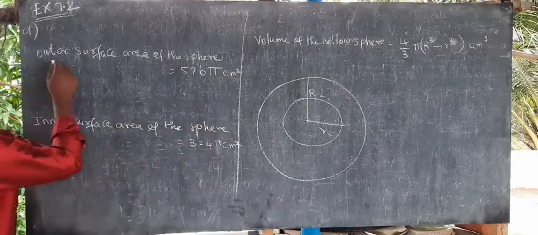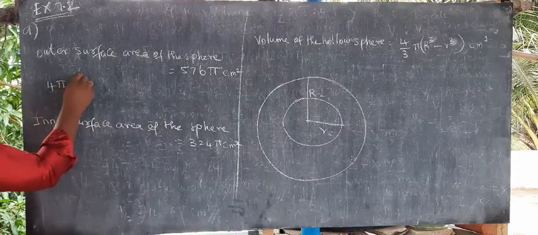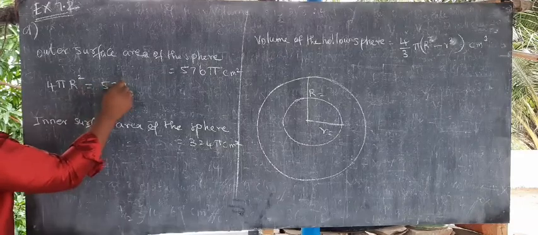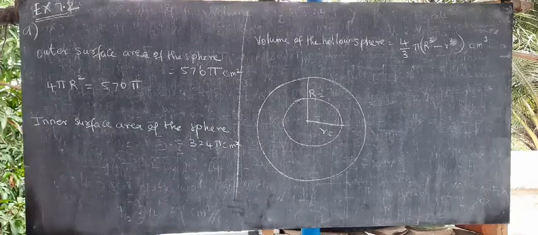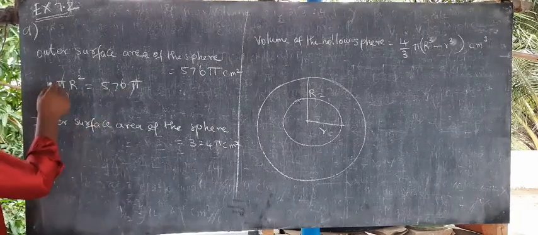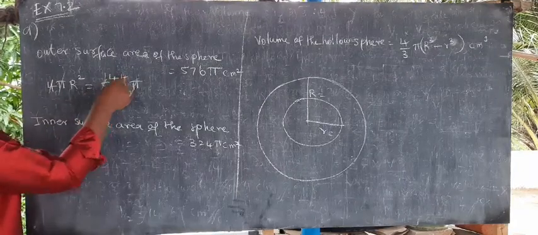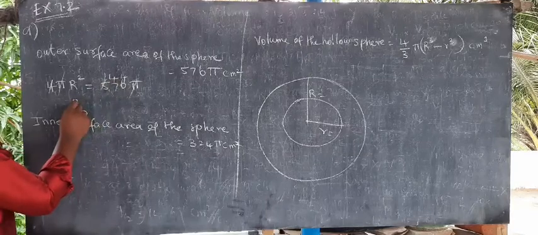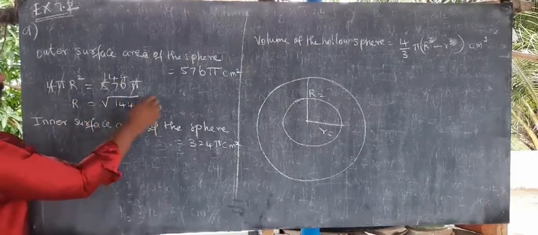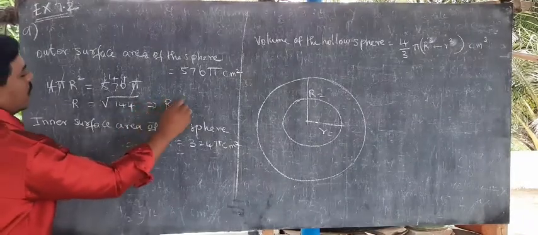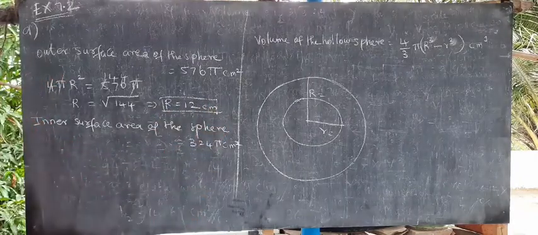Listen, so the outer surface area of the sphere, 4 pi R square equal to 576 pi, because outer surface area of the sphere means the formula 4 pi R square. Pi will be cancelled, 4 one time, remaining 4 times 144 we are getting. R equals root of 144, so R equal to 12 centimeter.